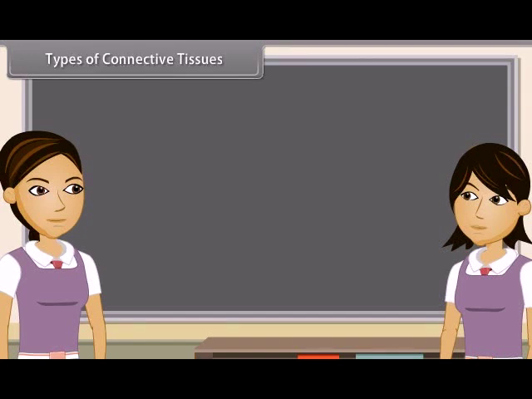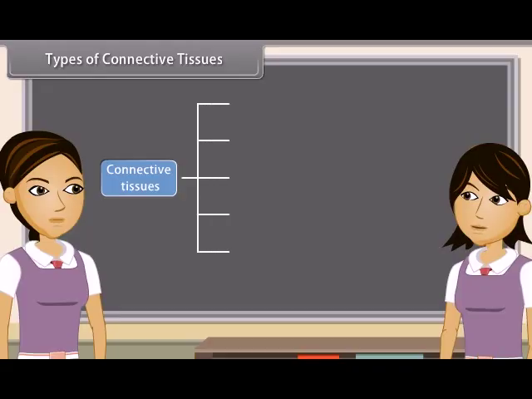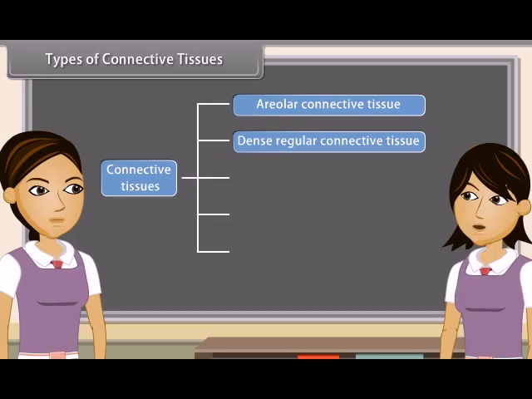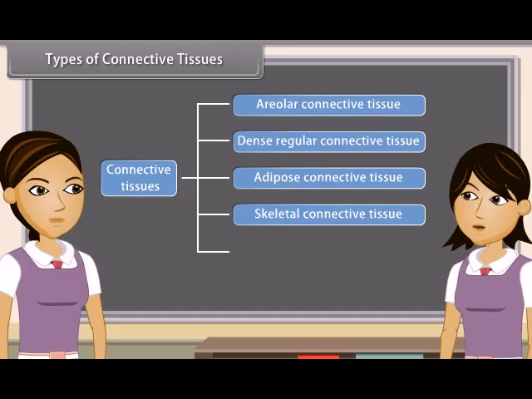Types of connective tissues. Madhuri, do you know how many types of connective tissues are there? Yes, in animals, there are mainly 5 types of connective tissues. Areolar connective tissue, dense regular connective tissue, adipose connective tissue, skeletal connective tissue, fluid connective tissue.